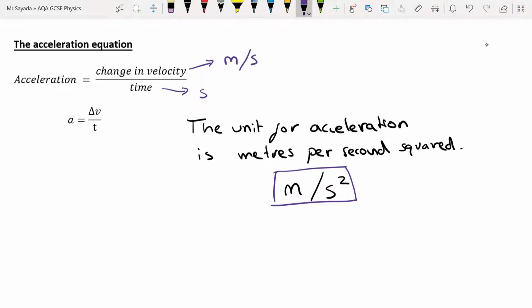We're going to find out all sorts of things. We're going to work out acceleration, we're going to work out velocity, we're going to work out time. The first thing we need to do is understand this symbol over here. This symbol over here is a triangle. It's a Greek letter and it's called delta. And what delta means in physics is change. So when I write A equals delta V divided by T, that means acceleration is change in velocity divided by time.